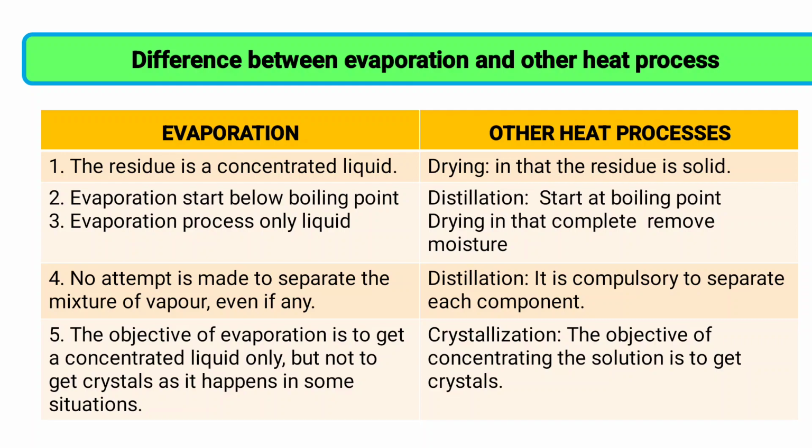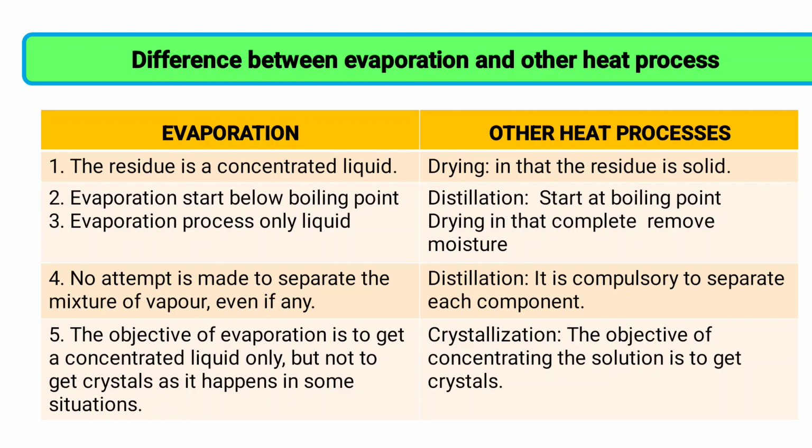Second, evaporation starts below the boiling point, while distillation starts at the boiling point. Evaporation starts below the boiling point, meaning below 100 degrees Celsius, and distillation is carried out at the boiling point, meaning 100 degrees Celsius or more. Evaporation processes only liquid, while drying completely removes moisture. Next, in evaporation no attempt is made to separate mixture vapor even if any, whereas distillation is compulsory to separate each component. And the last objective of evaporation is to get concentrated liquid only, but not crystals, as happens in some situations. In crystallization, the objective of concentrating the solution is to get crystals.